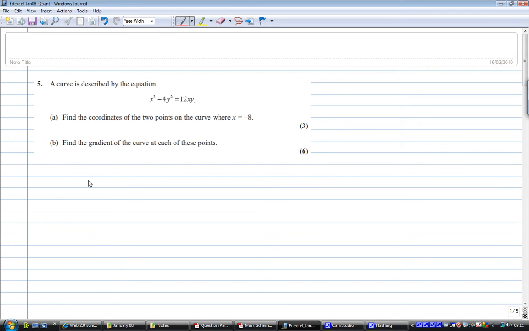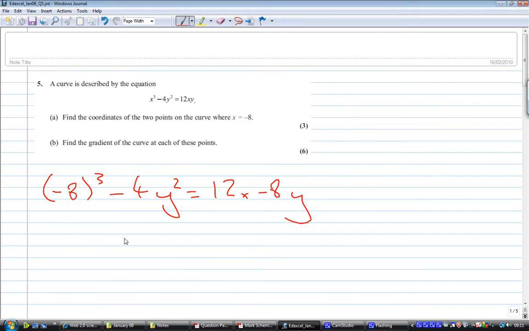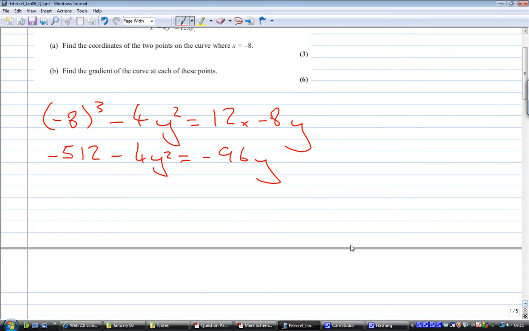So let's get started. So the first bit we're going to get (-8) cubed minus 4y squared equals 12 times -8y. So what's 8 cubed? Let's find it out on the calculator. 8 cubed equals 512. So back to here. You're going to get -512 minus 4y squared, and that's obviously -96y. Let's just rearrange that to get it as we want it.